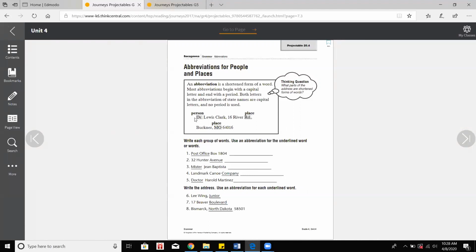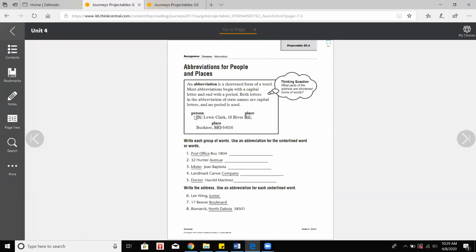So we have in here the title of a person and then two places. The example says Dr. Lewis Clark, 16 River Road, Buckner, MO 64016. Okay, so first, how do you abbreviate the word doctor? Instead of writing the full word itself, you can just write capital letter D, lowercase r, and then period. As simple as that, for title of a person.